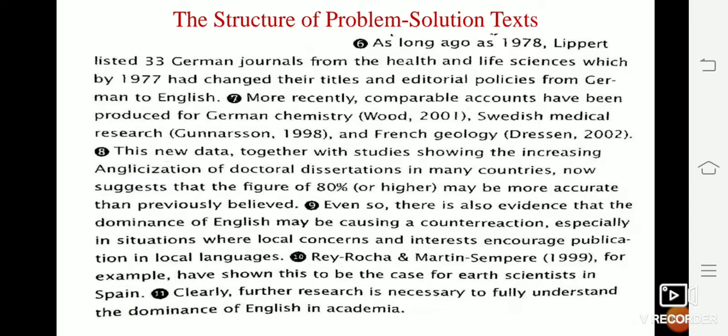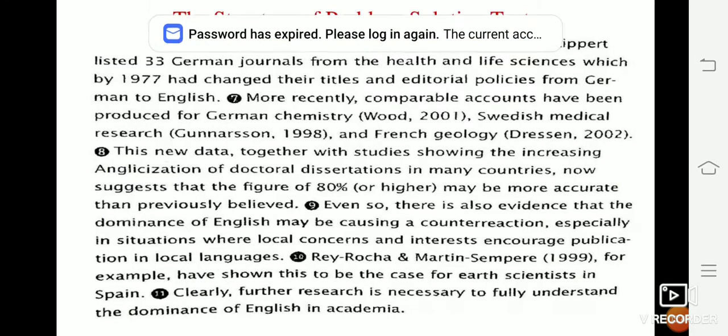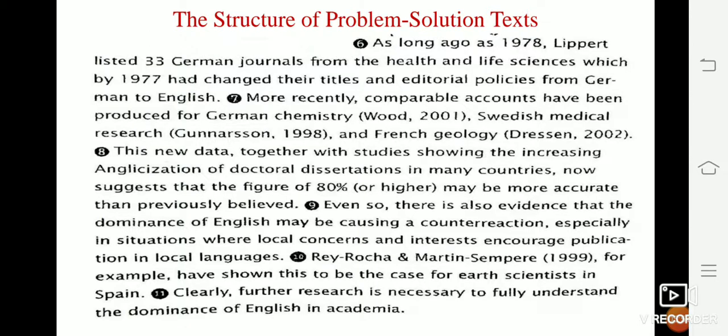Number 10. Rey Roca and Martin Sefford, 1999, for example, has shown this to be the case for earth scientists in Spain. 11, everyone. Clearly, further research is necessary to fully understand the dominance of English in academia. Okay, so you can see that from number 9, number 10, and 11, this is the evaluation. And they talk about what they are going to do more. Okay, all right. So let's continue.